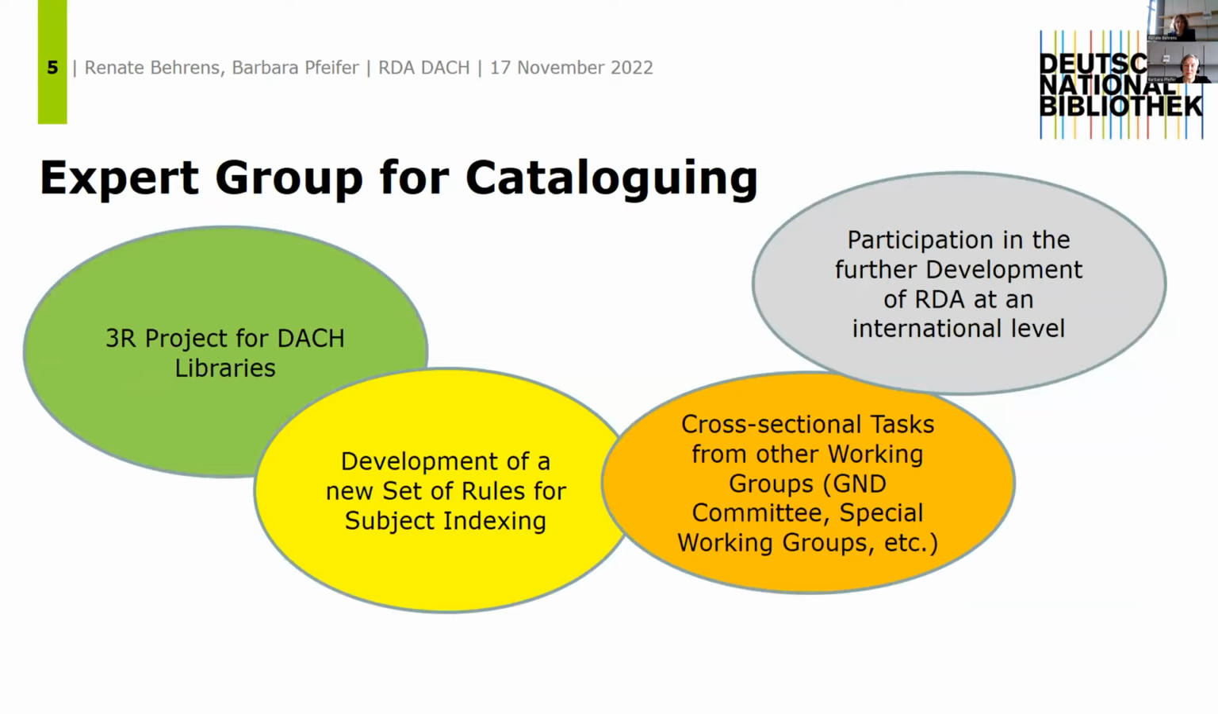And our expert group for cataloging, traditionally a library expert group, is concerned with many more things. The most important thing was the 3R project for DACH libraries, for the libraries in the German-speaking countries. As it's underway, a working group is working out a new set of rules for subject indexing. We have all these cross-sectional tasks with other working groups, and that's a process that we will start more and more in the next years or coming months. We would like to participate in the further development of RDA on an international level, as we have done for many, many years. So that's where we are.